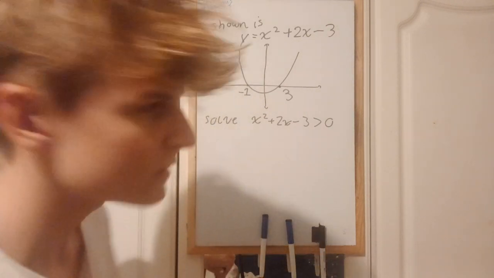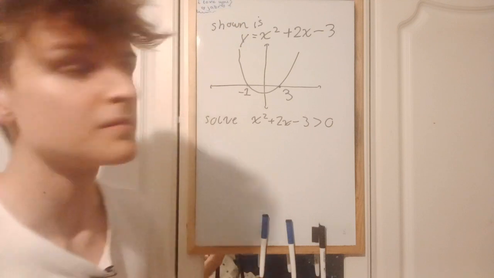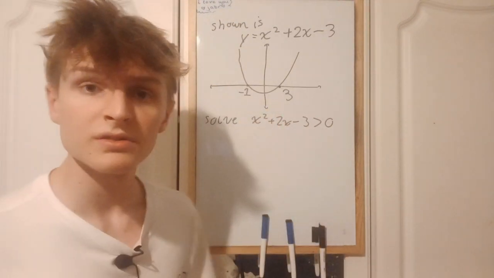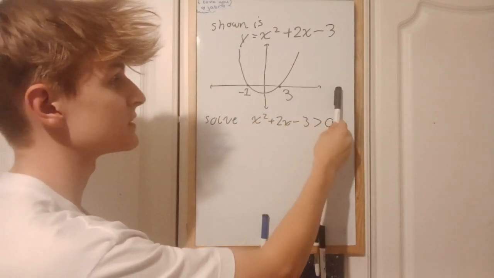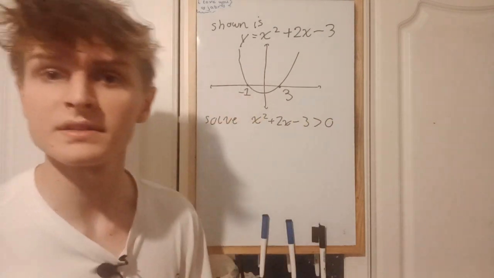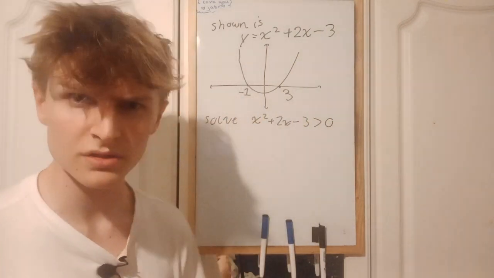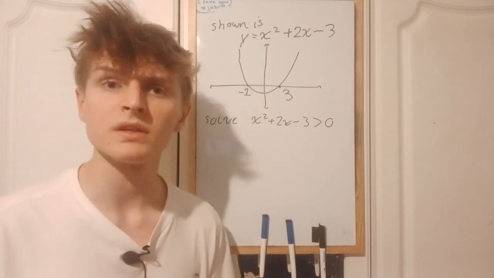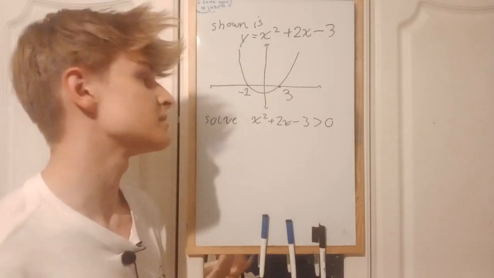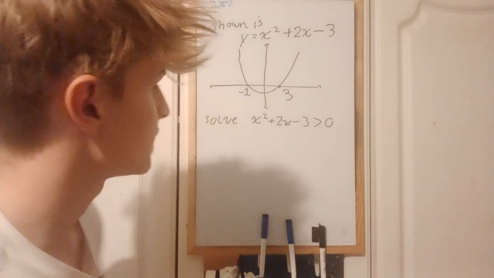Right, so first of all, let's solve the inequality. Well, if you've watched my previous videos, you'll know that the answer is x has to be greater than 1 or x must be less than negative 3. So we're going to have to use set notation to convey the idea of numbers being greater than one or numbers being less than negative 3. So how are we going to do this?